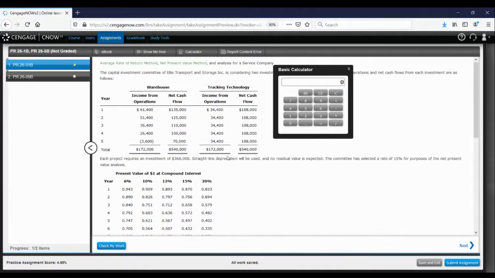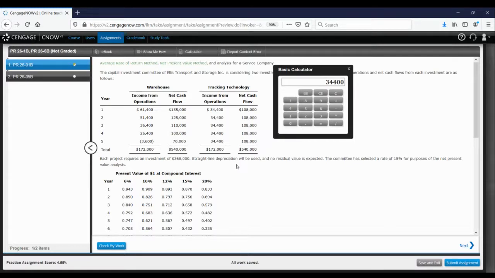So with the tracking technology, you can see that the income from operations, the total amount for the 5-year life is 172,000. That's exactly the same as it was for the warehouse. So the numerator portion would be 172,000 divided by 5. It'll be the same thing that you found for the warehouse. So 172,000 divided by 5-year useful life will give me 34,400.